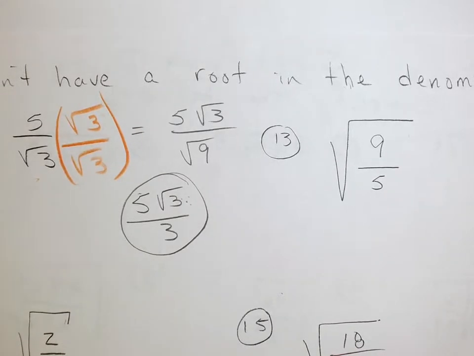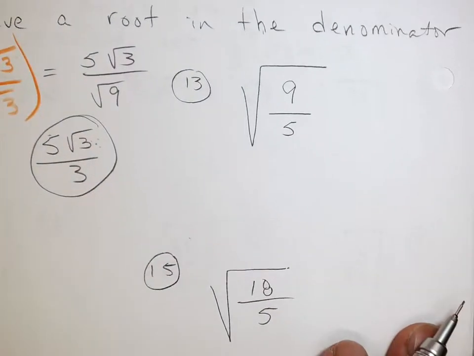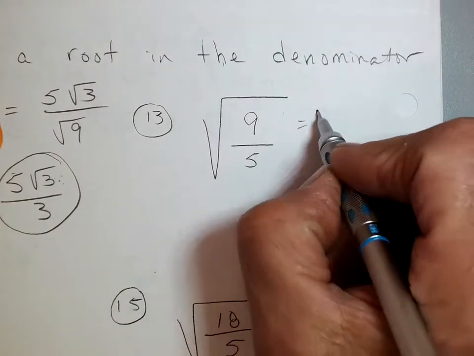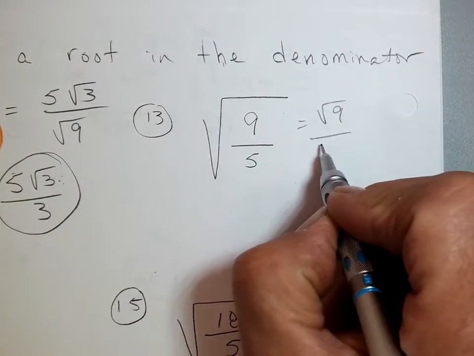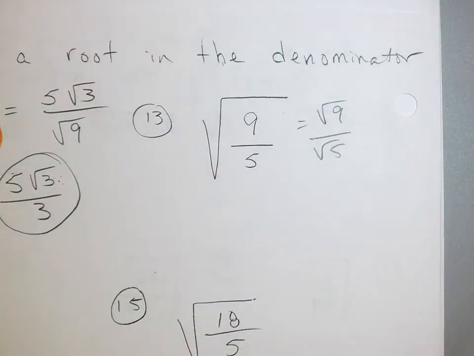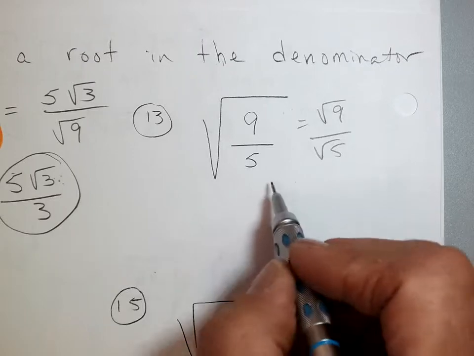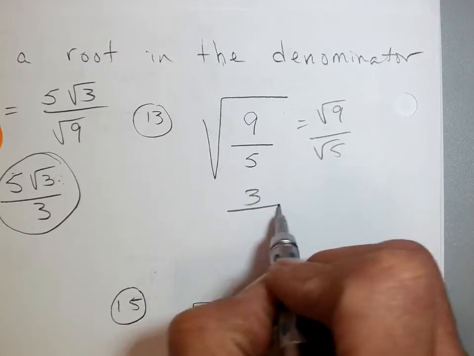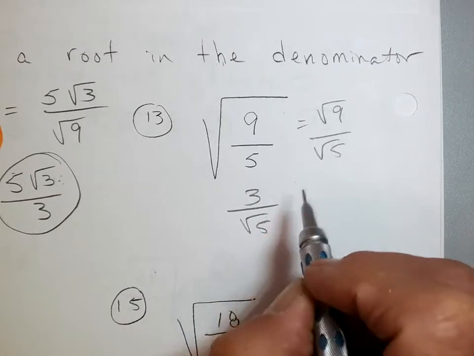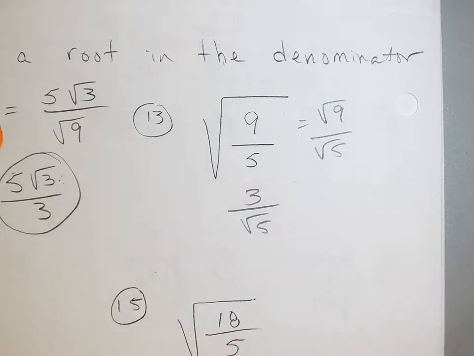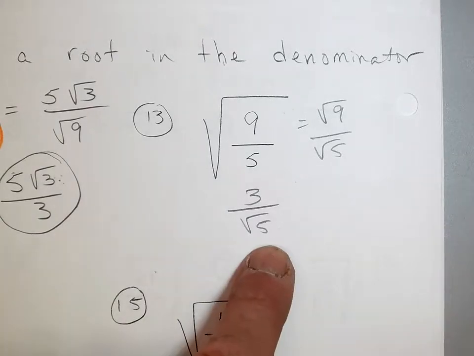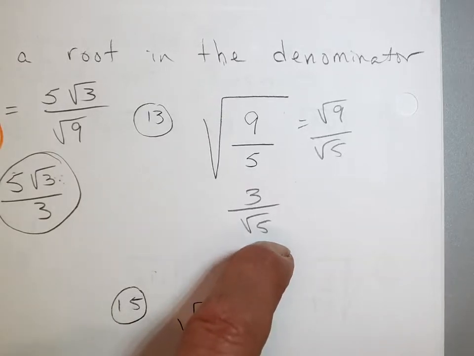Okay, number 13. Change this first to the square root of 9 over the square root of 5, right? Which is really going to be 3 over the square root of 5. Now, you have a problem. Well, we all have lots of problems, but besides that, you can't have a square root in the bottom, right? So fix the problem with the problem.